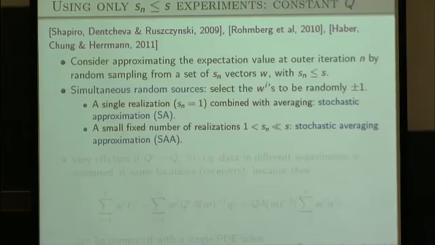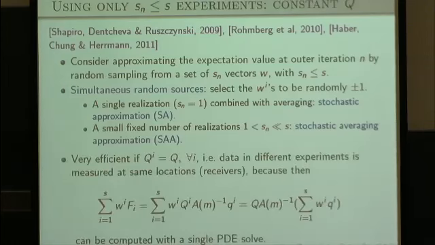Okay. And if you do that with s sub n equal 1, then this is called stochastic approximation. It is considered to be a bit of a funky method. It is better to use a few, not just one, but a few realizations, and that is called stochastic averaging approximation. And that works very well if q sub I is equal to q. In other words, if your receivers are in the same location, only the sources change.